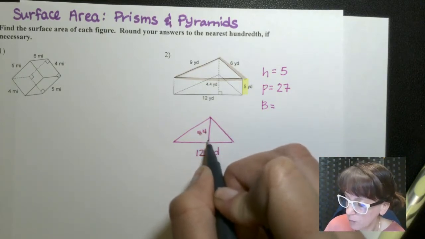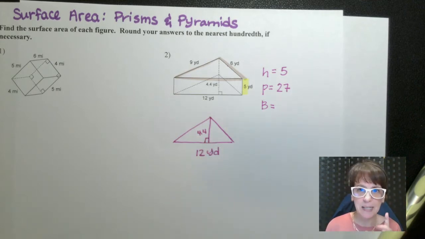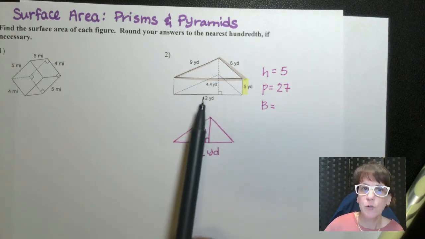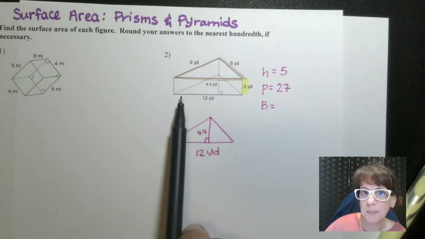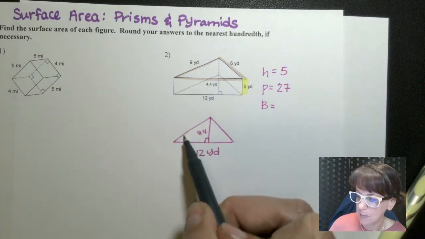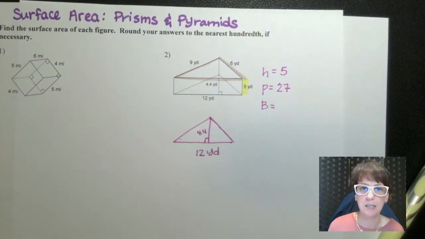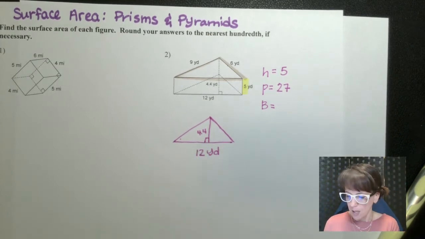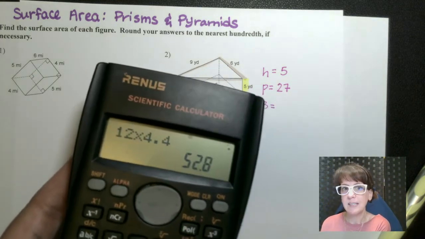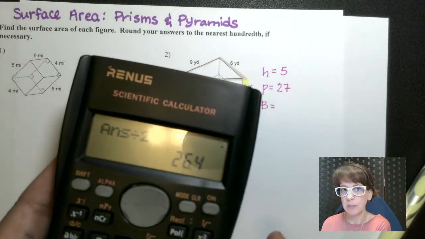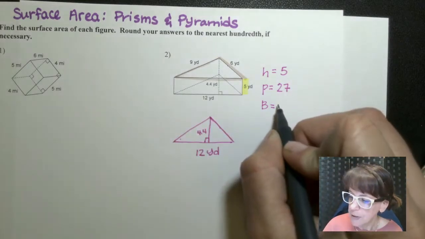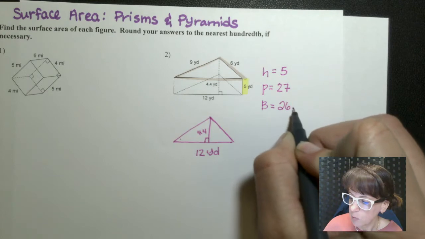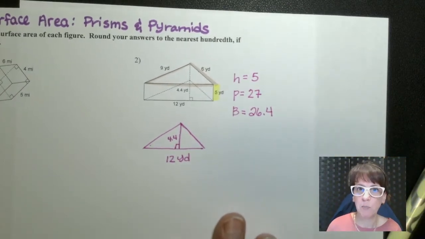Now remember, when we do this, your height and your base have to be at a right angle. You can't do 12 times 9, which is this slanty bit here, or 12 times 6, which is this slanty bit. It's got to be the 4.4. So we're going to say, okay, 12 times 4.4, right? We get this, and then we divide that by 2. And when we do, we get 26.4. So the B is 26.4. The area of our base is 26.4.